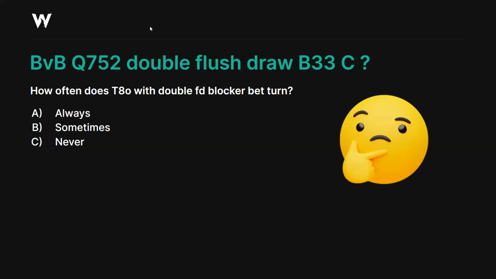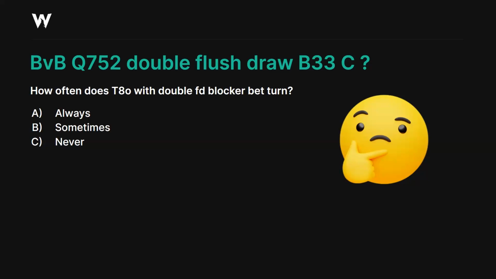Now let's imagine we have a hand like 10-8 with the double flush draw blocker. So in this case, we said queen 7 of hearts, 5-2 of diamonds. Let's say we have the 10 of hearts and the 8 of diamonds, or the 10 of diamonds and the 8 of hearts, the double flush draw blocker. How often does 10-8 offsuit with the double flush draw blocker bet the turn?